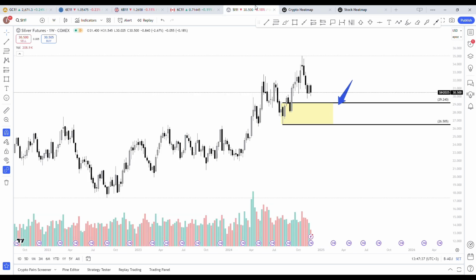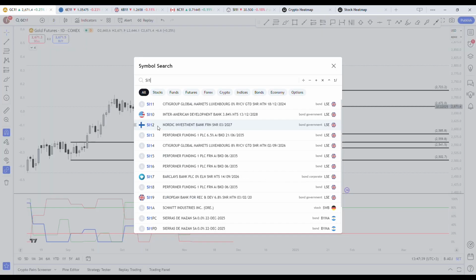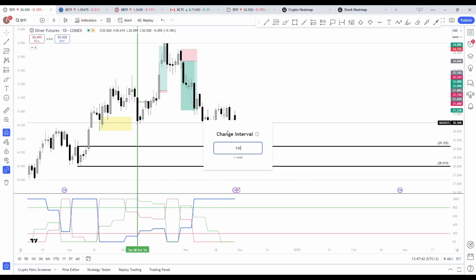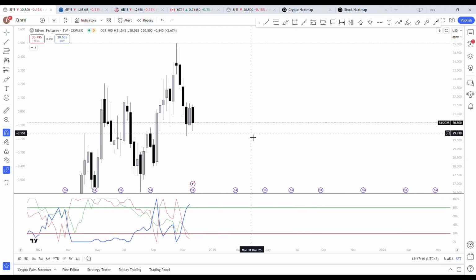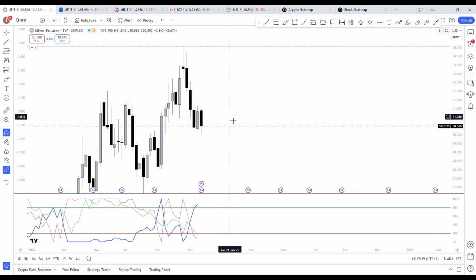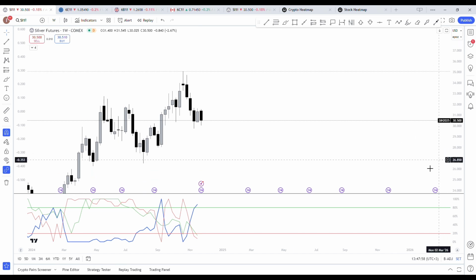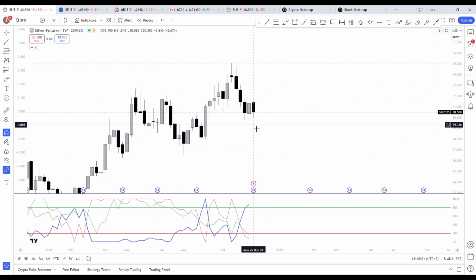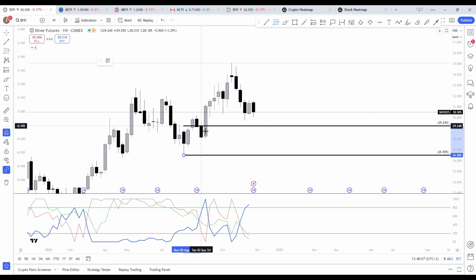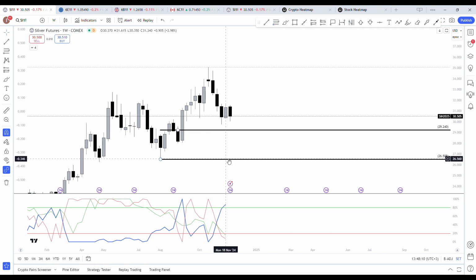Let's look at silver. In silver, lastly, banks were offloading their longs for profit taking at the top, and we have seen a major pullback. But if you look at the weekly chart on silver, we can see major demand on this area. Major demand is in here between 26.5 and 29.6, 29.2. Sorry, I couldn't see.